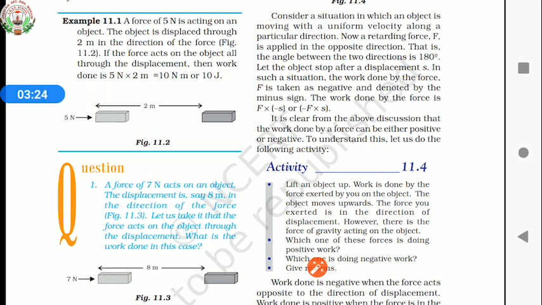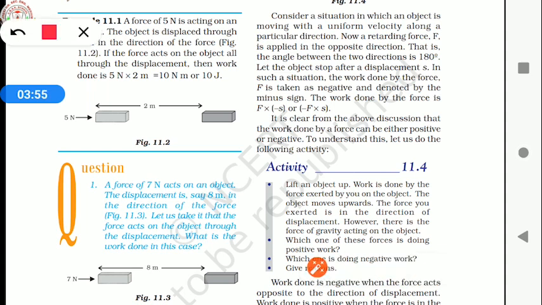Our first question is example number 1. A force of 5 Newton is acting on an object. The object is displaced through 2 meters in the direction of the force. If the force acts on the object all through the displacement, then what will be the work done?